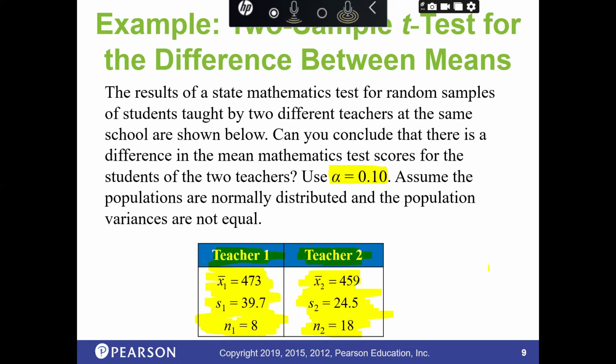Okay, so here it is. Results of state testing. Mathematics test for random samples of students taught by two different teachers at the same school. So they got the results back and they wanted to see if there's a difference here. Can you conclude if there's a difference in the average math scores for the students? This is like teacher war or something here. Is one teacher better than the other? I don't know. Use the alpha level 0.10. Assume that the populations are normally distributed, and the population variances are not.